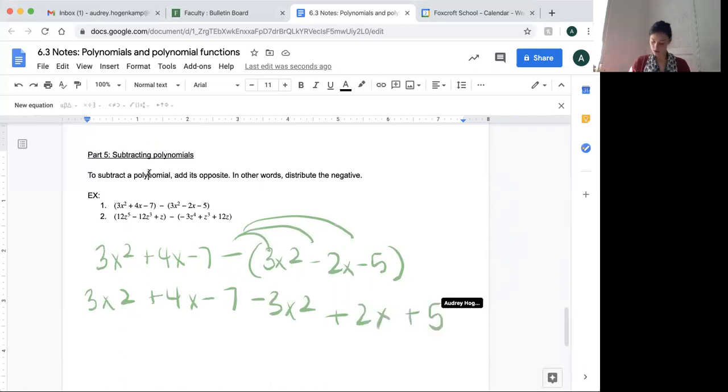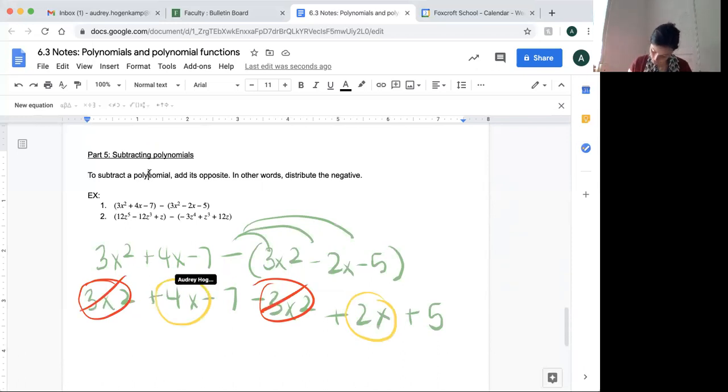And now all we do is go ahead and combine our like terms. So we have 3x squared minus 3x squared. Plus and minus the same thing leaves us with 0. So those actually cancel. We have 2x and 4x. 4 plus 2 is 6. We're going to get 6x.